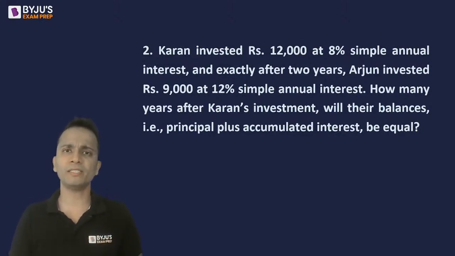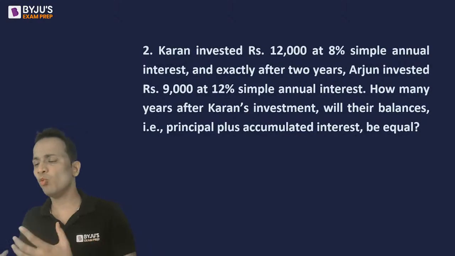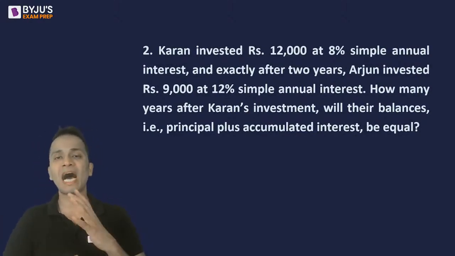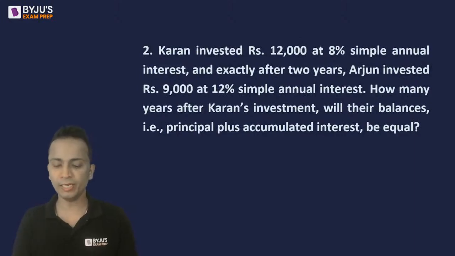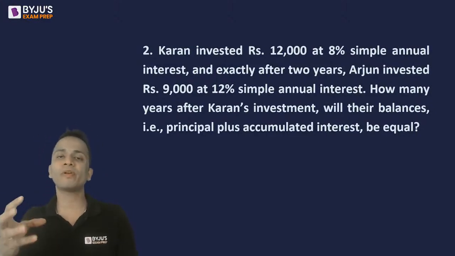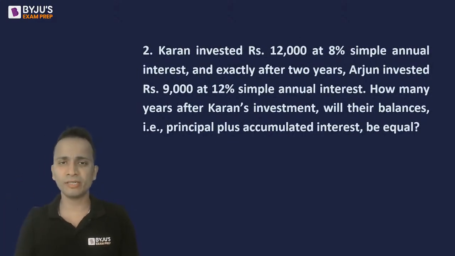Okay, some important things. In this session and in the upcoming sessions, I'll be telling you techniques and ways to save your time. In a question like this, if you make an equation like principal plus interest is equal to amount, and then write simple interest as P into R into T divided by 100, it will waste a lot of time.